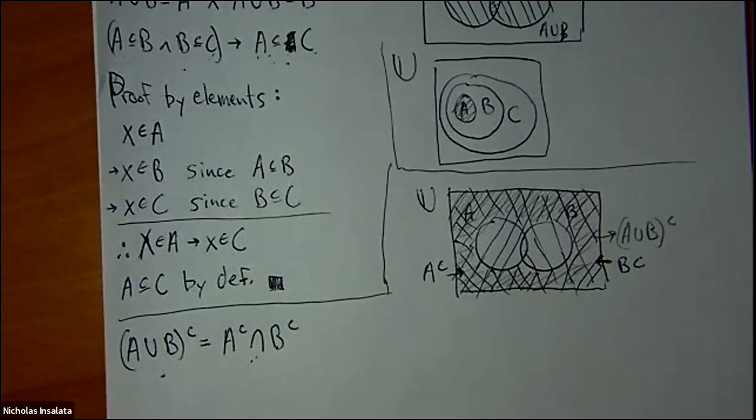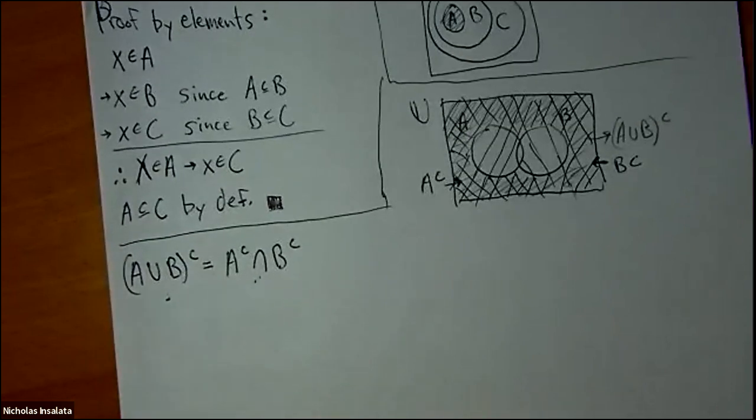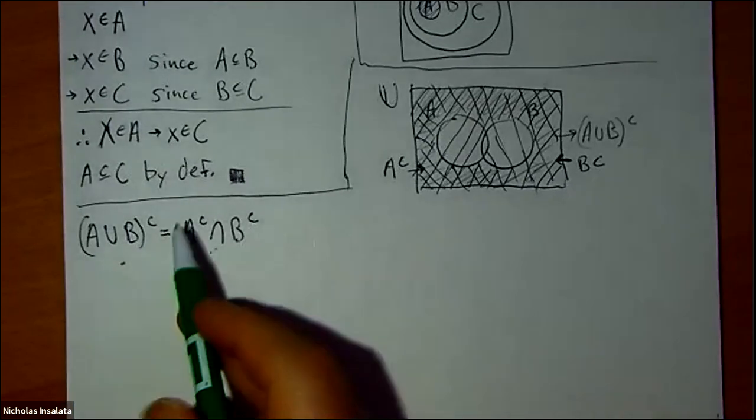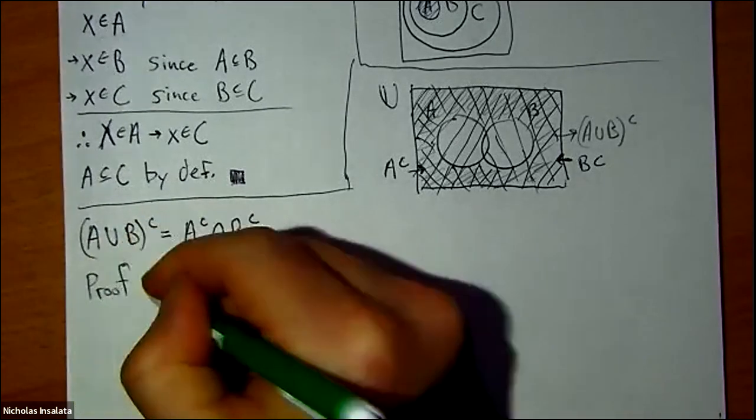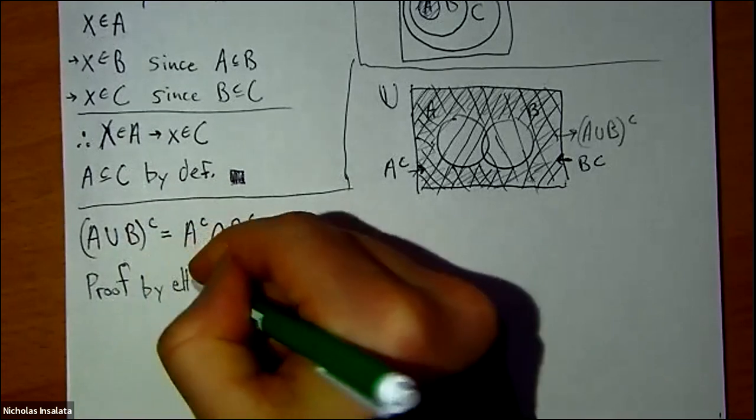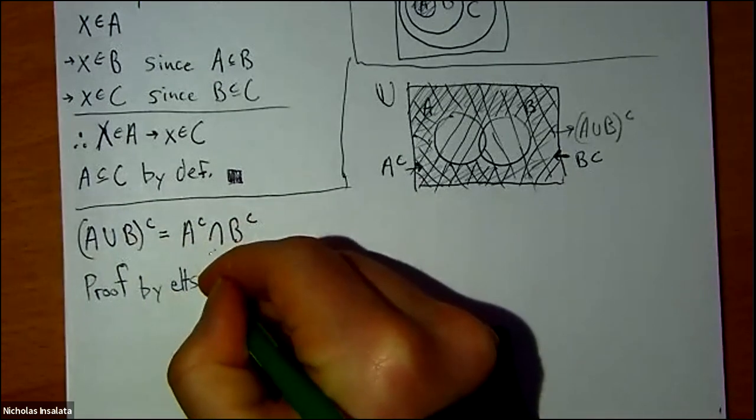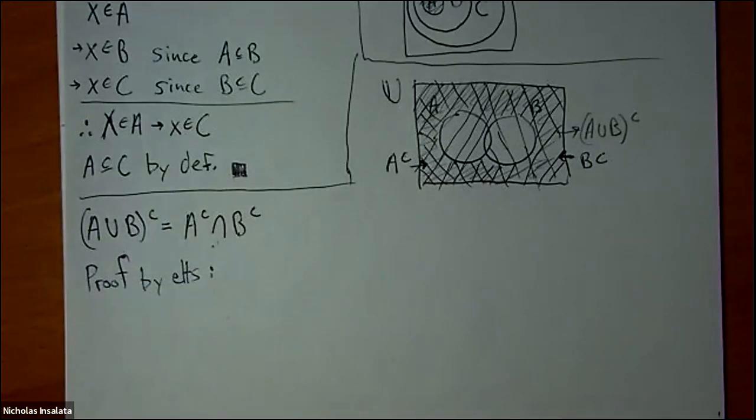Okay, so let's do a proof by elements, which is not going to be as fun. First of all, what we're trying to prove is that two sets are equal to each other. So for a proof by elements, what are we going to need to show? Two things. For set equality, what two things do we need to show? Both directions of containment, right?